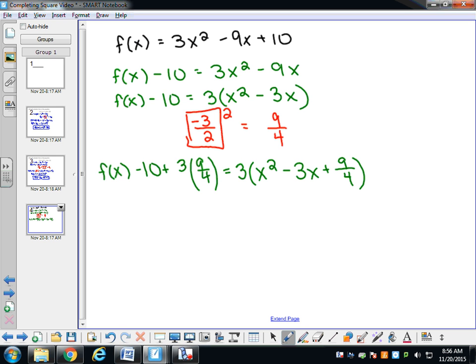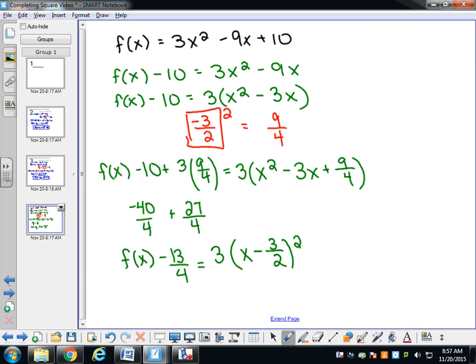So on the left-hand side, I have to do a little bit more algebra because now I have 27/4. So I want to think about negative 10 as being something over 4. So it's the same thing as negative 40 over 4. So then I get that f of x minus 13 over 4 is equal to 3 times x minus 3/2 squared. I did not even have to think about factoring because I have that negative 3/2 in my box.